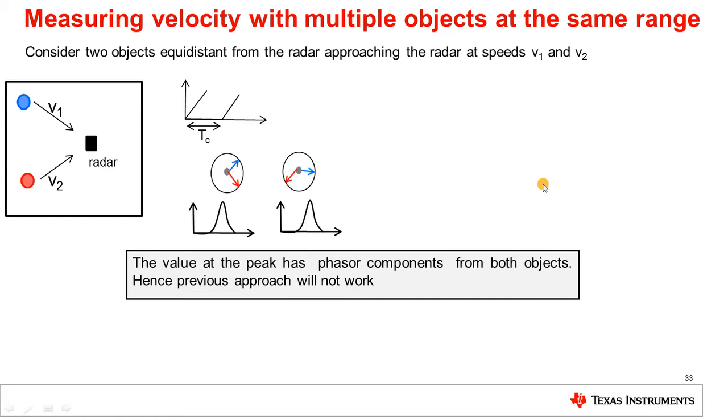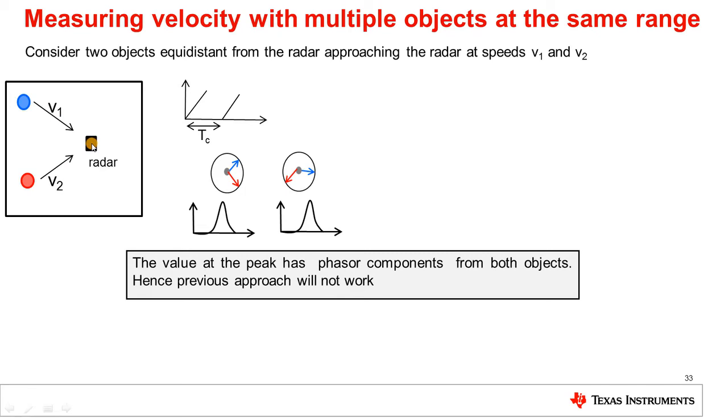So we've just seen how one can measure the velocity of a single object in front of the radar. And I hope it's clear that the same method can be applied for multiple objects in front of the radar as long as they are at different ranges from the radar. But what about if there are multiple objects at the same range from the radar? So in this example here, you have two objects in front of the radar which are at the same range from the radar but have different velocities v1 and v2 relative to the radar.